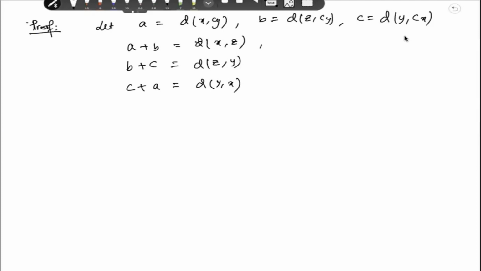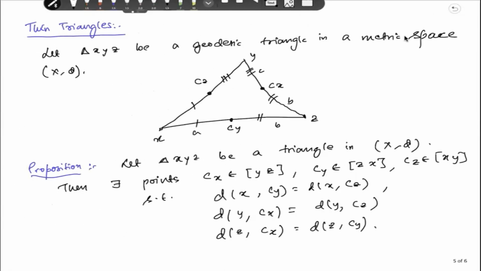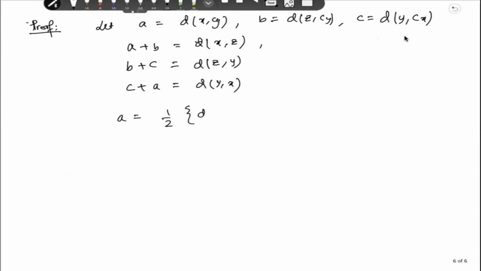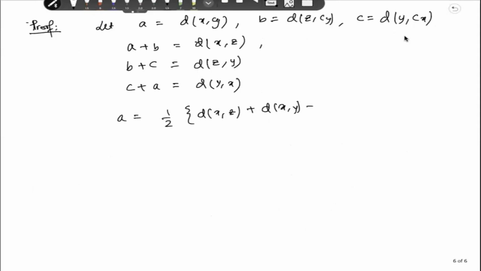So what you'll get? A will be equal to half of d(x,z) plus d(x,y) minus d(y,z).